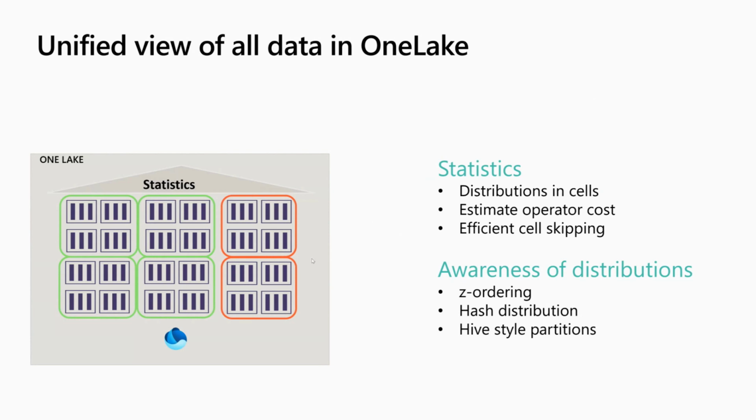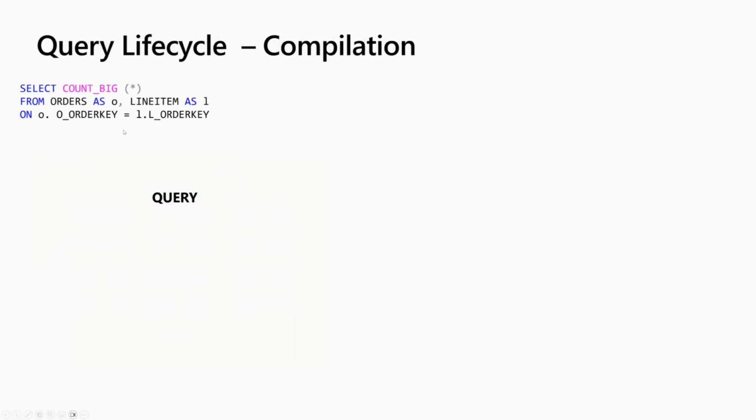This trick of discovering the distributions as they're laid out in data allows us to support any kind of partitioning and distributing algorithm. For instance, we can use the Z-ordering or the Hive-style partitions that are frequently used in the Spark world, or we can use the hash distributions that are frequently used in the data warehouse world. So let's see what happens when we actually execute the query. I'm looking at a very, very simple query, which is counting the rows from joining two tables that appear in the TPCH benchmark, orders and line item. All right?